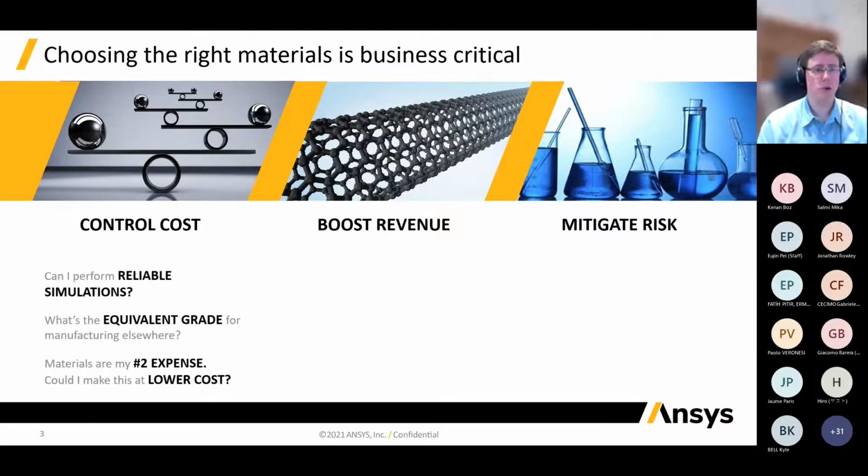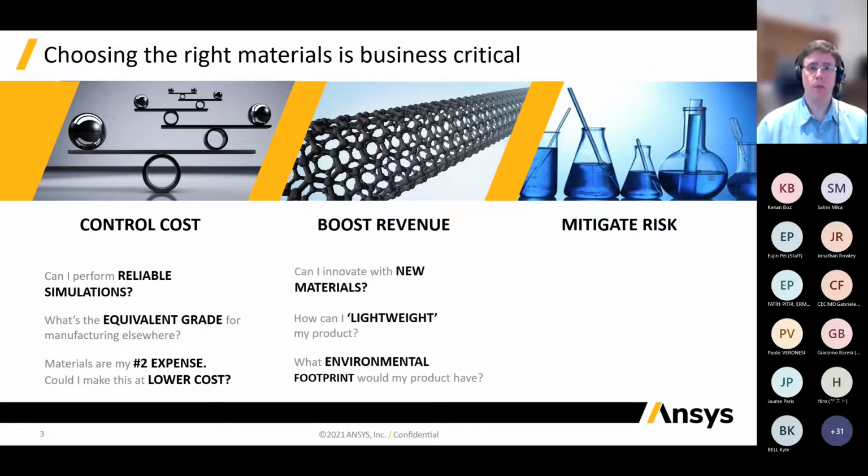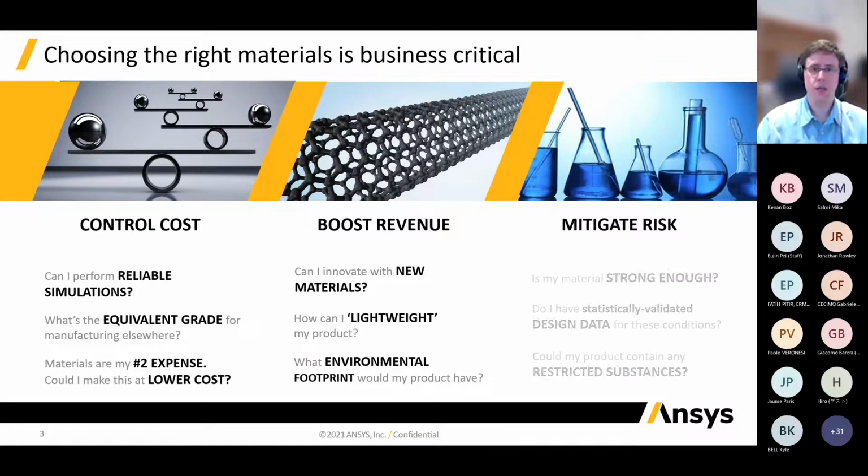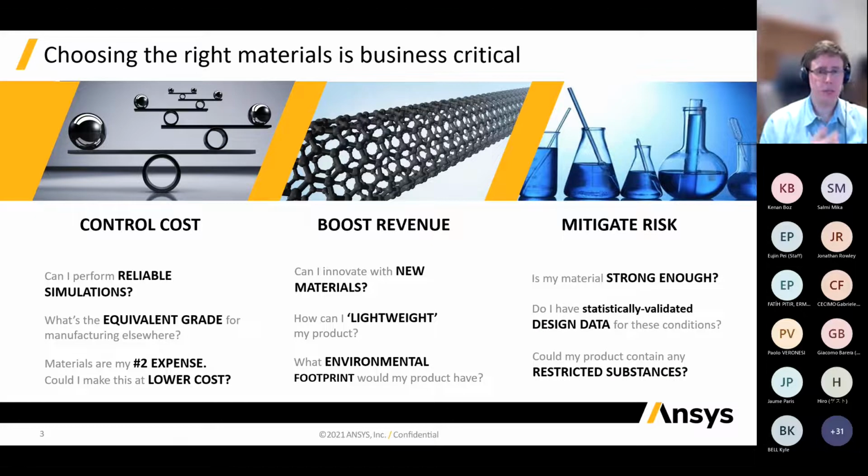So it could be done on a cost basis. Are you wasting your engineers' time by doing unreliable simulations? Can you locate equivalent grades if you're manufacturing the same product in different countries, or just use a lower cost material? It also may be you're making something new, a new product, and want to innovate with new materials, or lightweight your product by additive manufacturing or by changing your feedstock. And of course, looking at the environmental footprint of your product and mitigating the risk as well. Is your material strong enough? Is it strong enough when manufactured under certain conditions? Do you have validated design data? And of course, are there any restricted substances in your product, particularly important for anything with polymers?